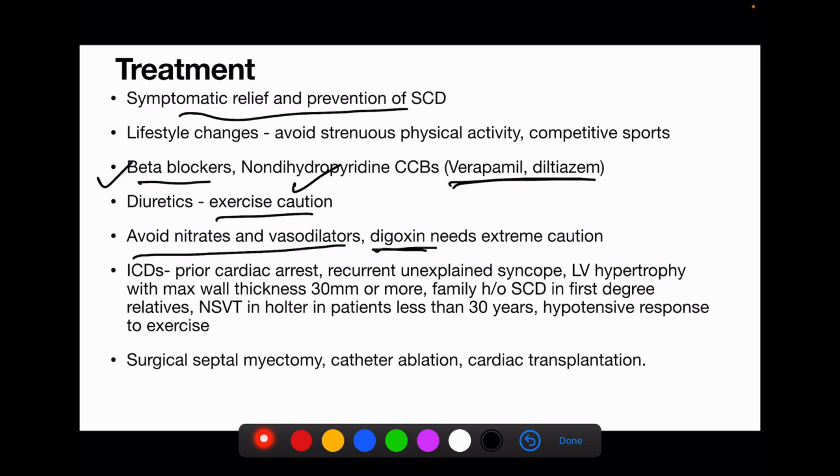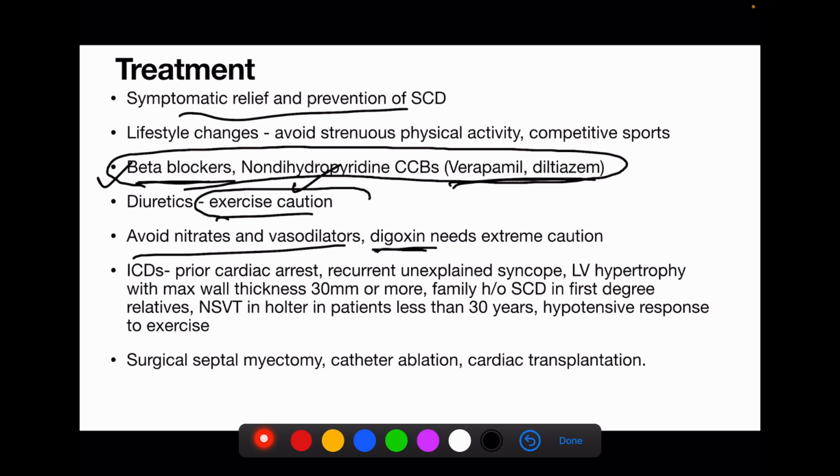So what you need to remember is the only drugs which are very safe here are beta blockers and the non-dihydropyridine calcium channel blockers. And diuretics you can give when the patient goes into cardiac failure, and just diurese the patient for some time and exercise extreme caution, keep monitoring the patient with echocardiography, and do not over diurese the patient.